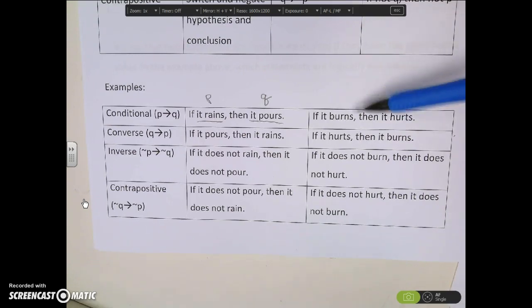Another example, if it burns, then it hurts. Sorry, these are really happy examples. I apologize, guys. I'll do something about unicorns next time.